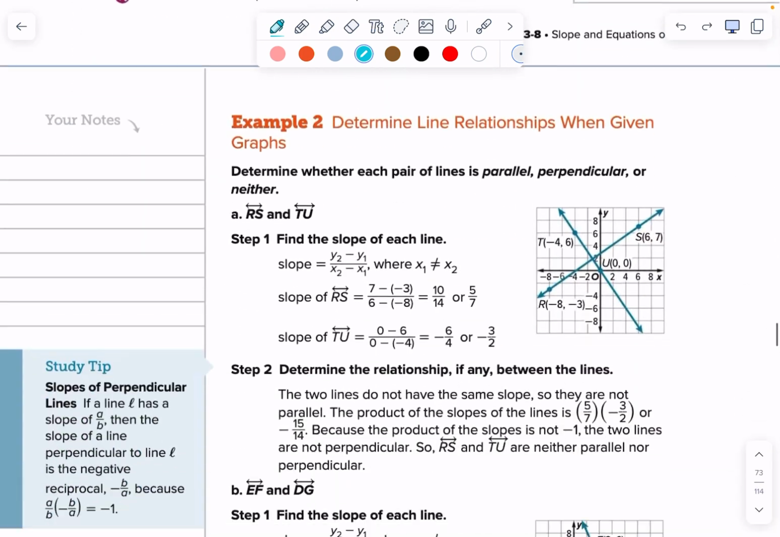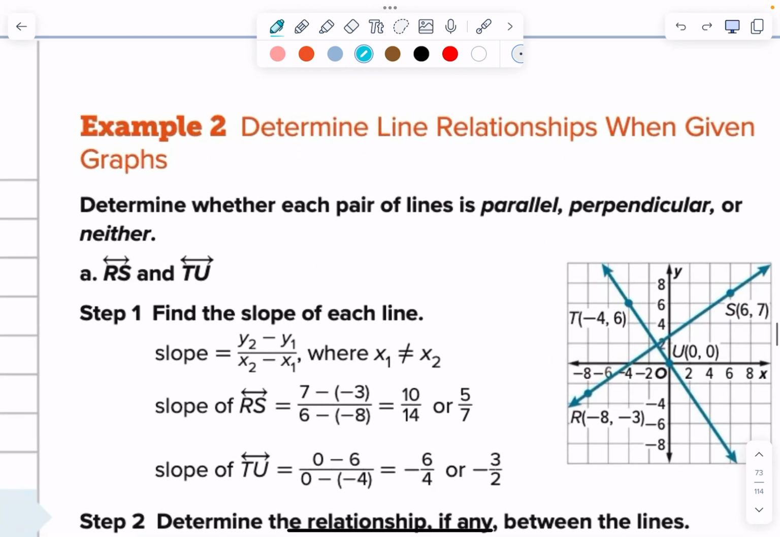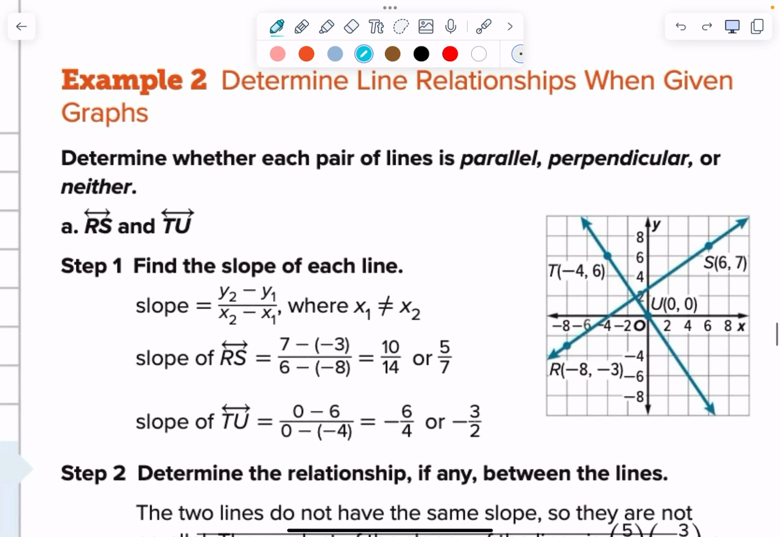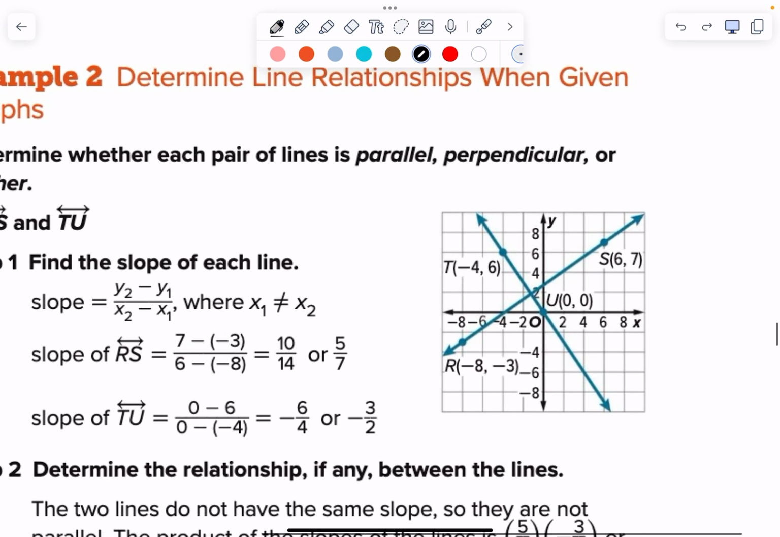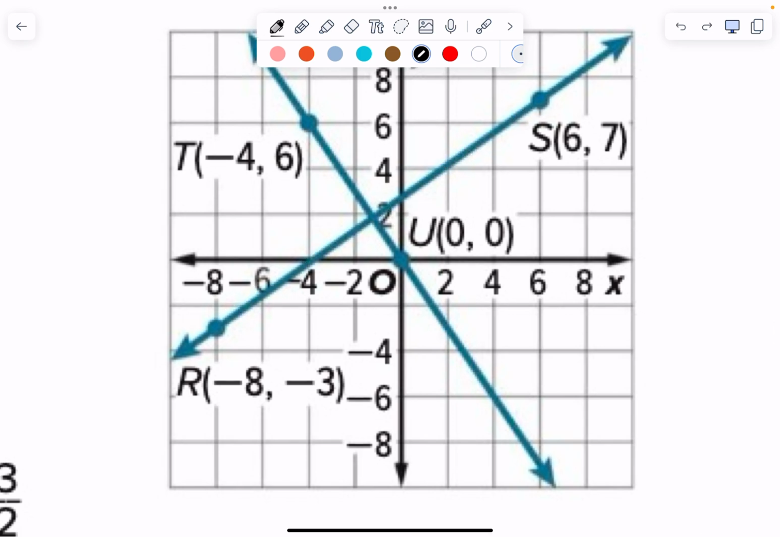All right. Example 1, done? Yes? Okay, go to example 2. Next. It's not very hard. Determine whether they are parallel, perpendicular, or neither by looking at the graph. We've got RS. RS is this line, and I'm going from this point to that one. Since they are graphed, I can count. Up and over, rise and run, right?